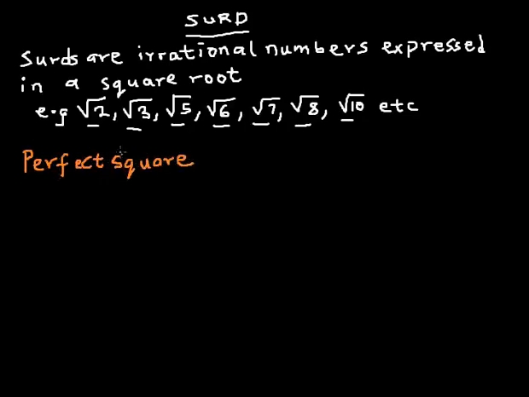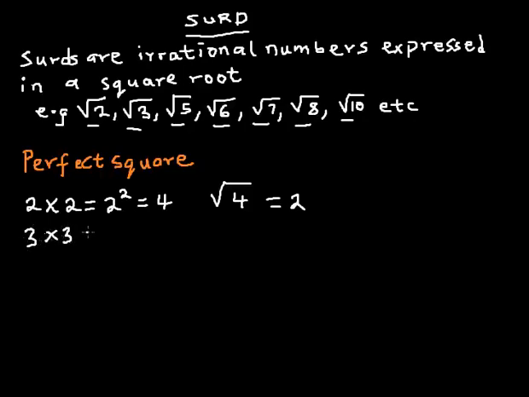All right, now let's look at them, starting with 2. 2 times 2 is a perfect square, because 2 times 2 is 2 raised to power 2, and 2 raised to power 2 is 4. So when I find the square root of 4, I will have a whole number, not a surd. The same goes for 3 times 3, which is equal to 9. And when I find the square root of 9, I will have 3.